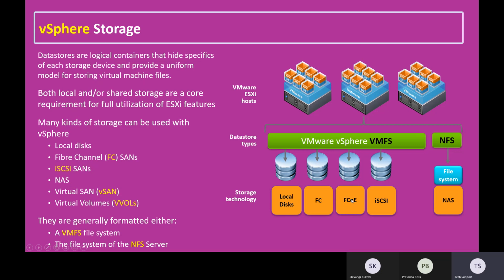FCoE is also one special category. Only the protocol is different, but the concept is the same. FCoE means Fiber Channel over Ethernet. And in our virtualization there is a new concept called virtual SAN. Along with these storages we should also learn virtual SAN, in short form vSAN. This is an important concept.